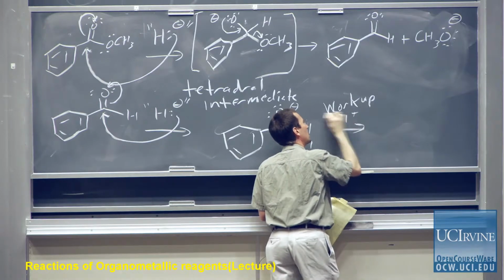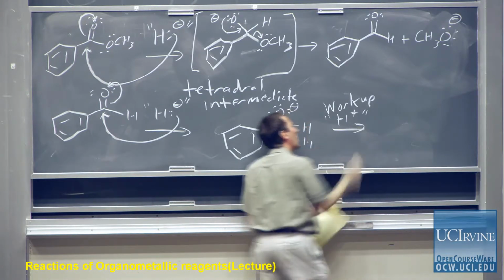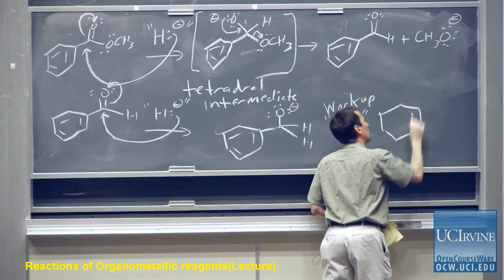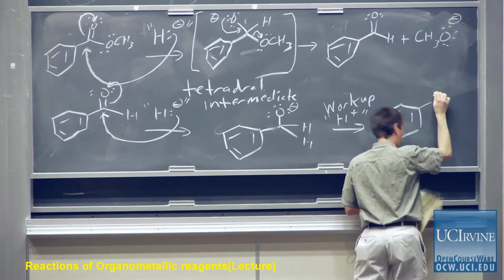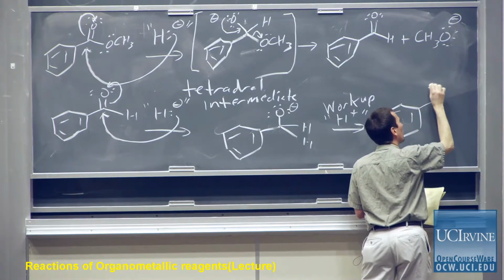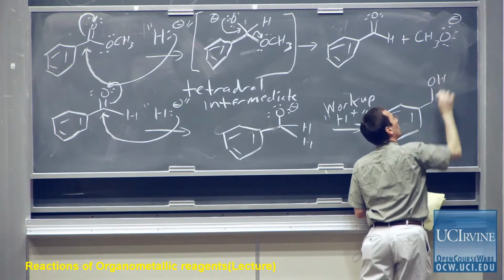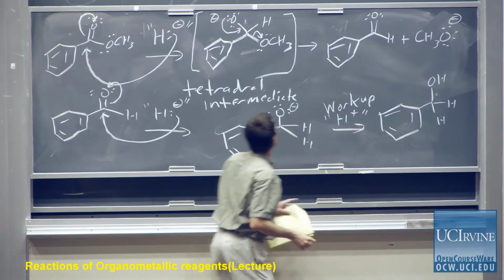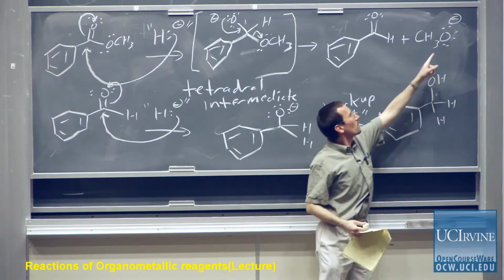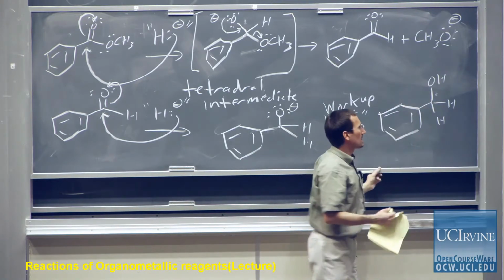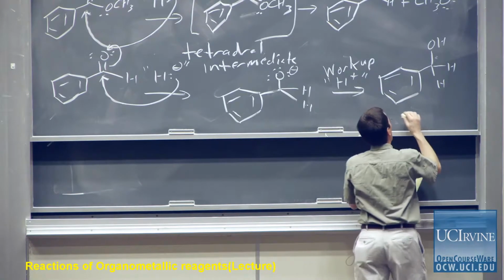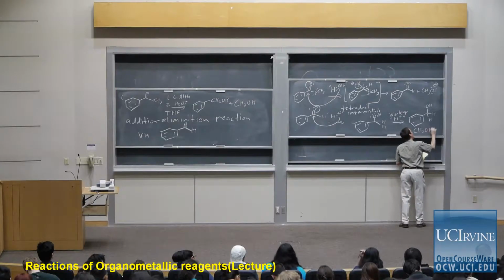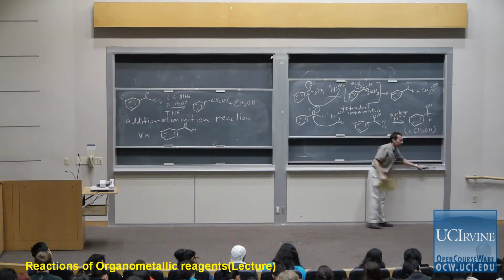I'll put this again in our sort of 30,000 foot view of H+. And the product of this reaction is benzyl alcohol. And the other product of the reaction is we'll also protonate our methoxide. So the other product of our reaction is methanol. And I'll just put that in parentheses here.